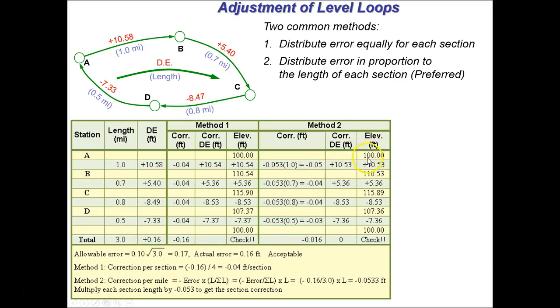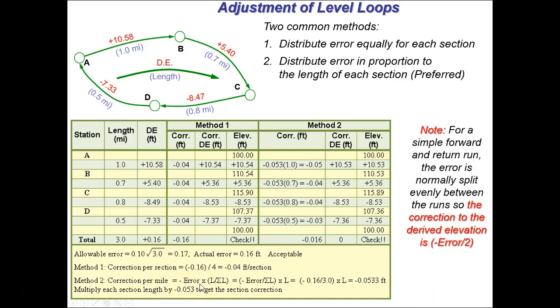So they still ended up with point A at the same elevation forward and backward, but down here is how they did that math to distribute that error proportionally to the length. So the longer runs were adjusted a little bit more than the shorter runs. So that change from A to B, because it was 1 mile away, versus the change from D to A, and adjusting those values was made a little bit differently. So you can see the math there for those sections.